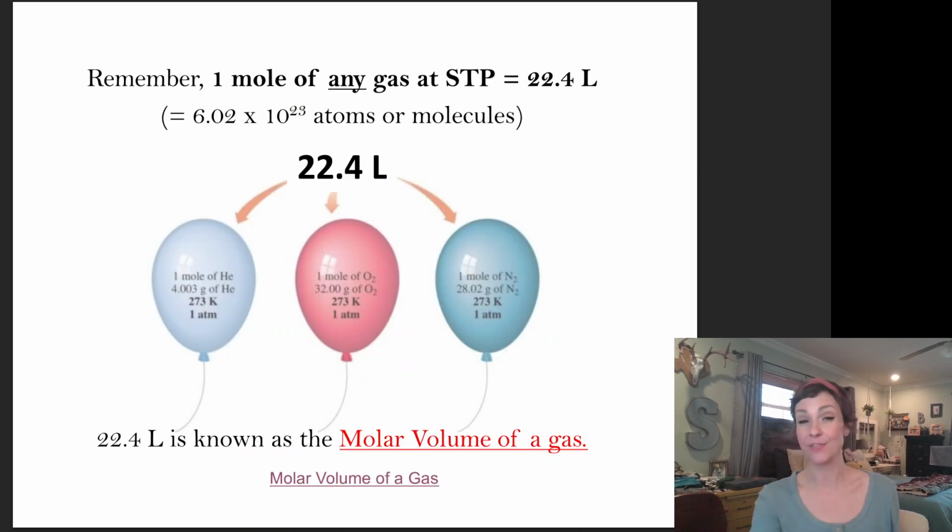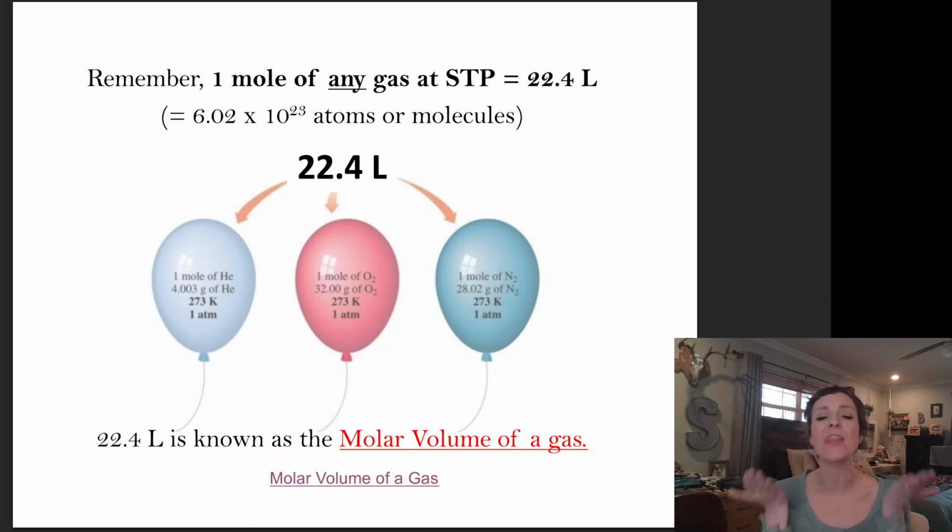Now, here's something that was a throwback to one of our previous units. 1 mole of any gas at STP will have a volume of 22.4 liters. This is known as the molar volume of a gas. According to Avogadro's law, if I have two different gases at the same temperature and pressure, if they have the same number of moles, they will also have the same volume, okay? Now, if that temperature and pressure is standard temperature and pressure, we can further state that 1 mole of any gas is equal to 22.4 liters, which is the molar volume of a gas.